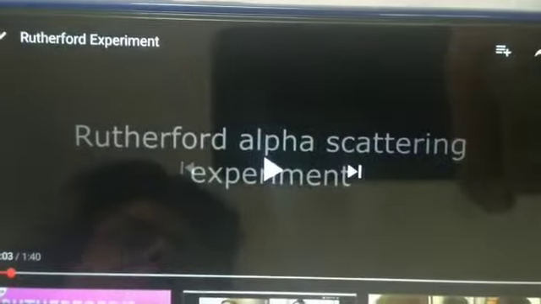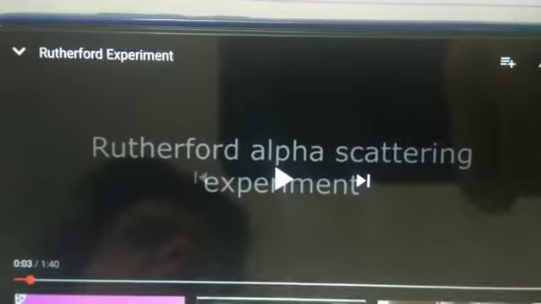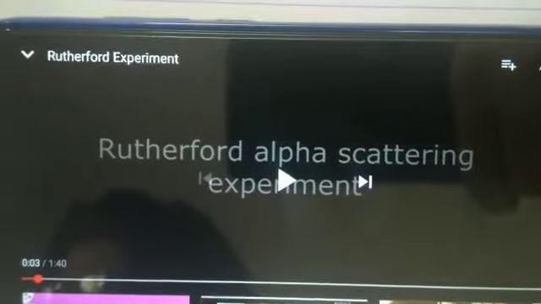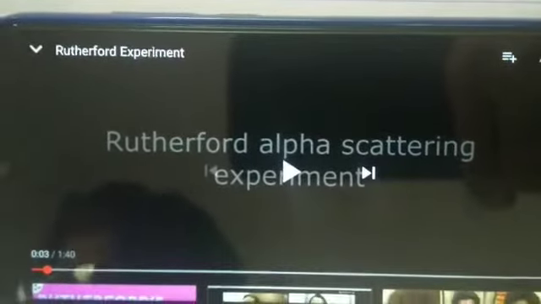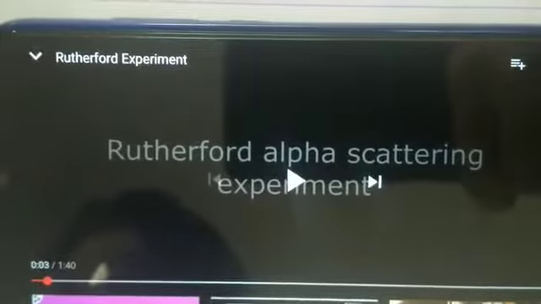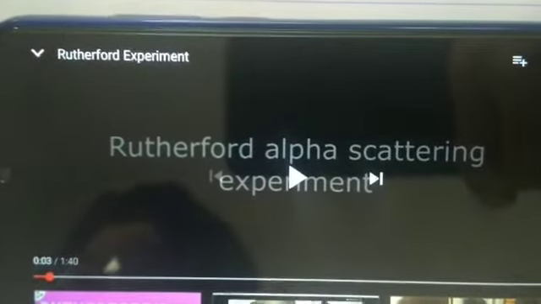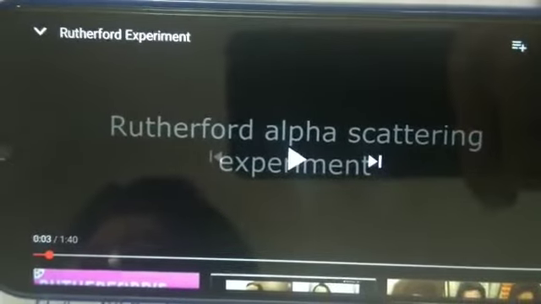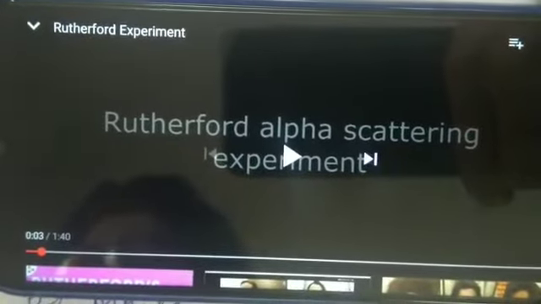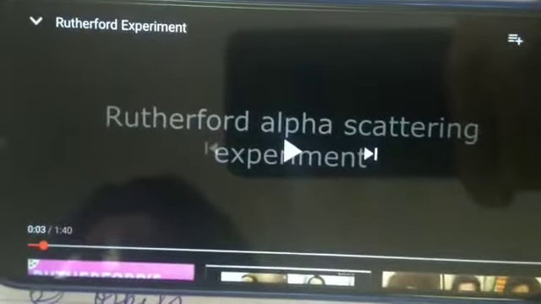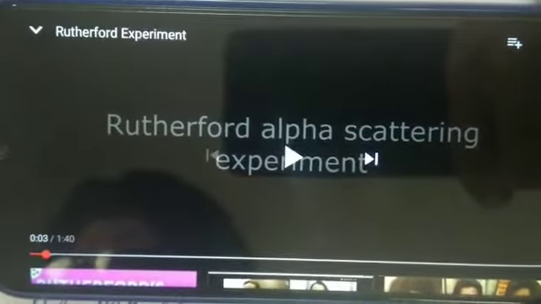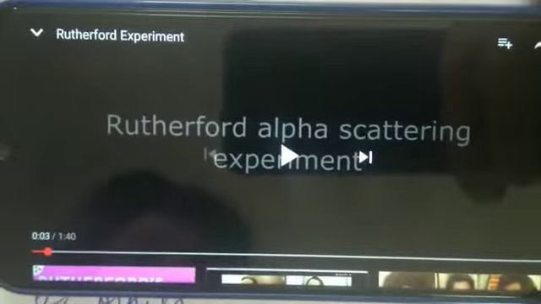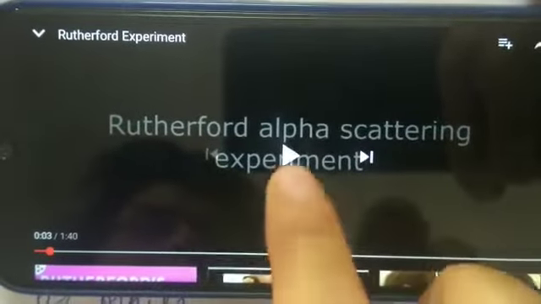Now in the second video, I am showing the Rutherford alpha scattering experiment. In the early 19th century, Rutherford performed a series of experiments known as the Rutherford scattering experiment, in which he took an alpha particle emitter, lead slit, gold foil and a round-shaped screen which is coated with zinc sulfide. So first I will show the apparatus.